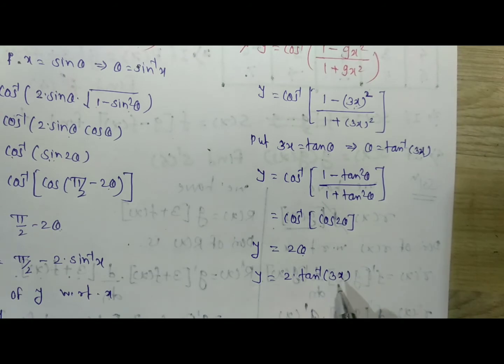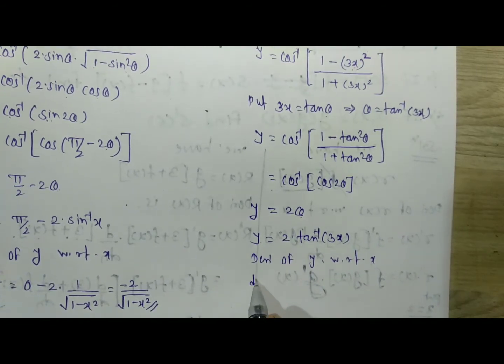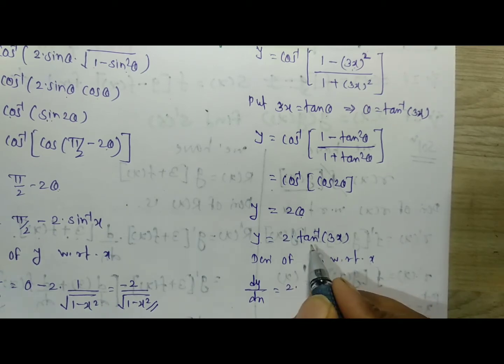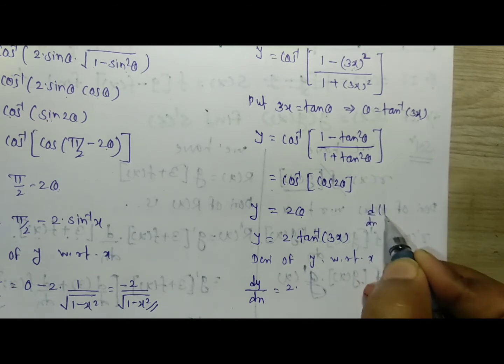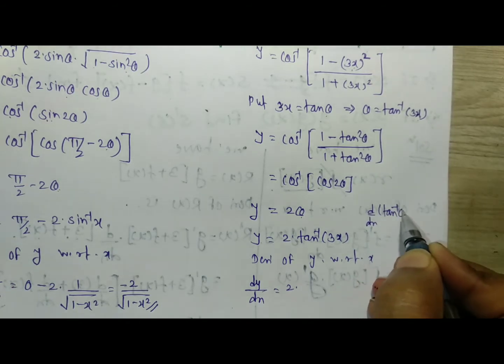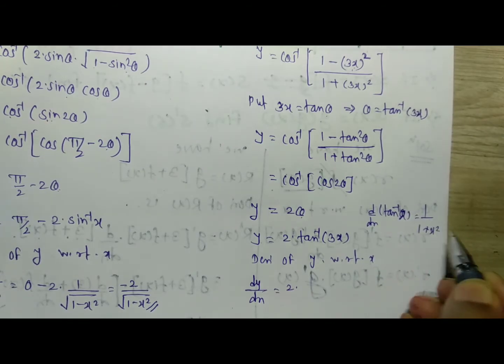2 into tan inverse 3x, and therefore y is a function of x. Therefore the derivative of y with respect to x, dy by dx, is equal to 2, which is a constant here, and tan inverse theta. We know that d/dx of tan inverse x is equal to 1 divided by 1 plus x square.